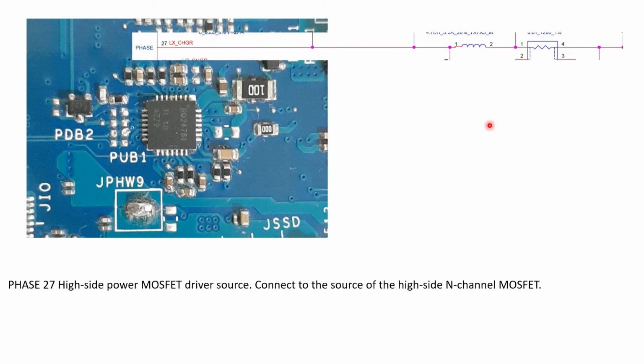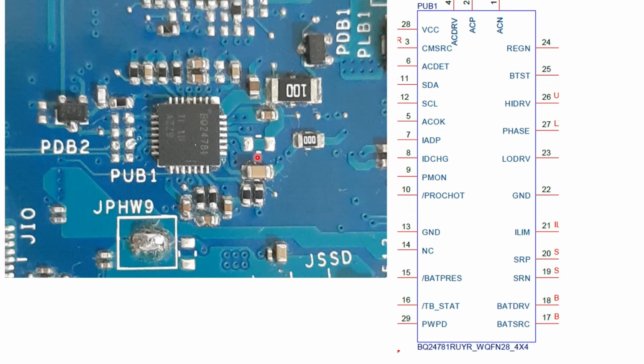Next, once it functions, finally your waiting voltage, which one? It's the phase voltage, LX of the charger. You will get it in the coil, the pin number 27. Phase is the final voltage. So here is the pin configuration of this particular BQ4781 charging IC.